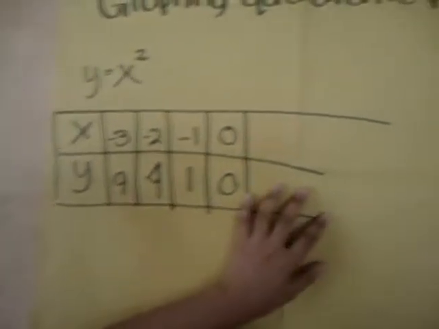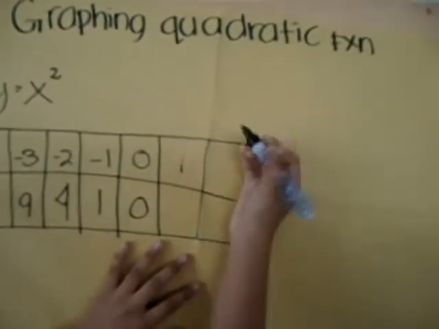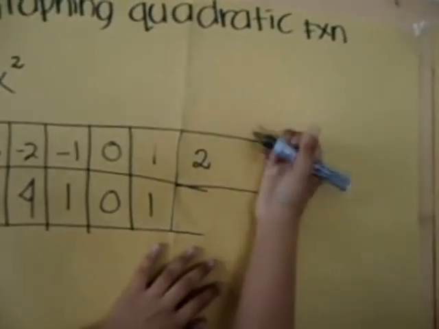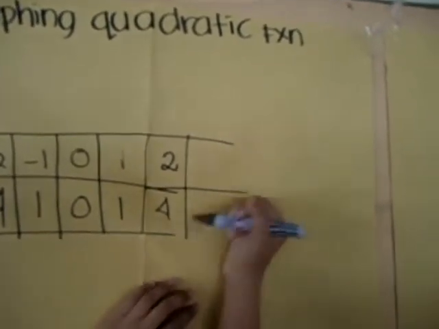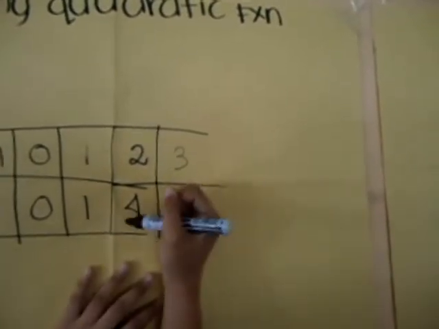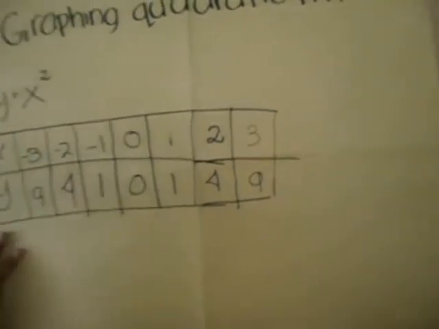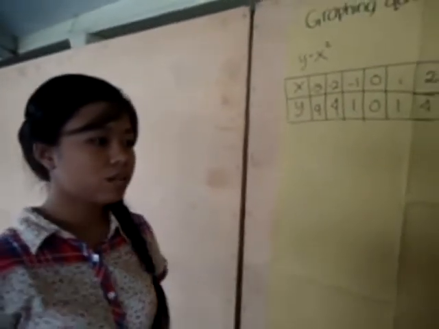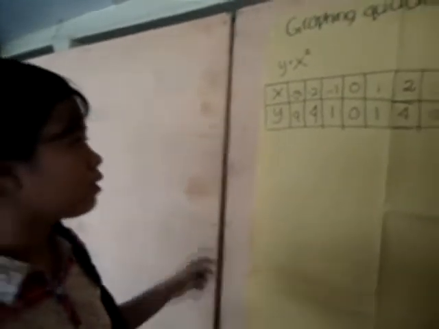The other side, let us have positive 1 for x and positive 1 for y. Positive 2 and then positive 4. Positive 3 and then positive 9. There. Then, plot the corresponding points and draw a smooth curve from the leftmost point to the rightmost.